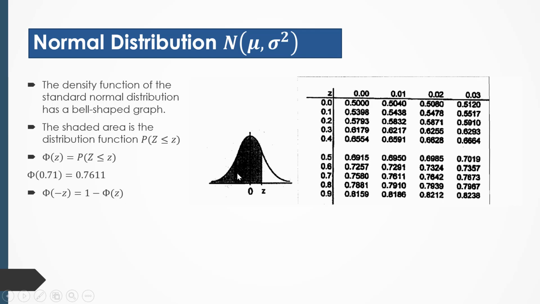So imagine you have another line here that is just the mirror of this line. The area to the left of this imaginary line is the probability that Z is less than negative z. And by symmetry, this area is exactly the same as the white area right here. And the white area is 1 subtract the shaded area. So basically, the rule is Phi of negative z is 1 minus Phi of z.